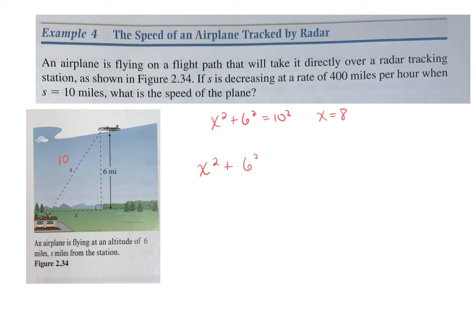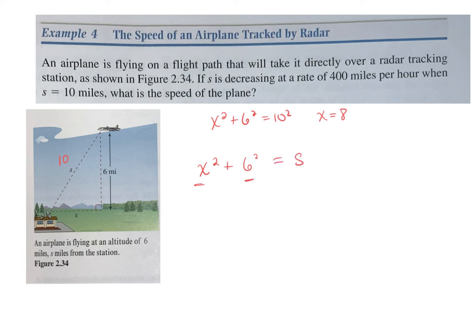hypotenuse was 10, right? But my x is technically a changing variable because where it is right now is not that 8, because it's moving. The plane is moving horizontally. So x is a changing variable. That's why I put an x there, all right? 6 is not a changing variable. So I put the 6 there because it is a constant. The plane is not going up or down.